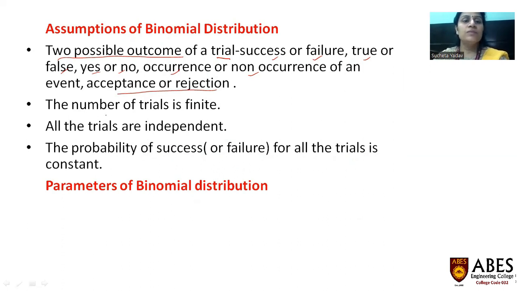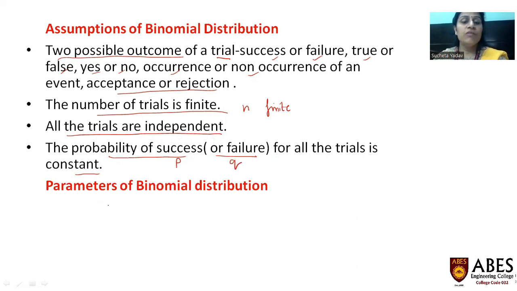Now, the second assumption is that the number of trials should be finite, that is, n should be finite. Number of trials is represented by n. All the trials should be independent. And the last one is that the probability of success or failure should be constant for all the trials. Probability of success is given by p, probability of failure is given by q, both should be constant.